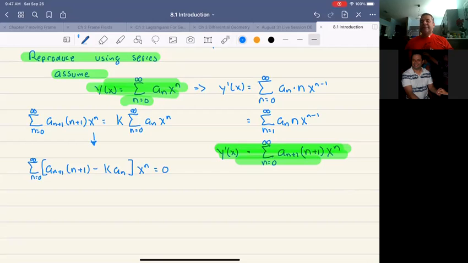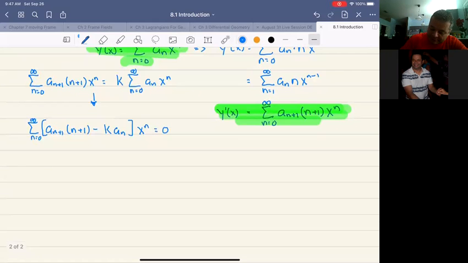All right, now we're going to solve for a sub n plus 1 in terms of a sub n. So what I'm saying is that at each step, this is going to be 0. Okay, so a sub n plus 1 times n plus 1 minus k a sub n equals 0.